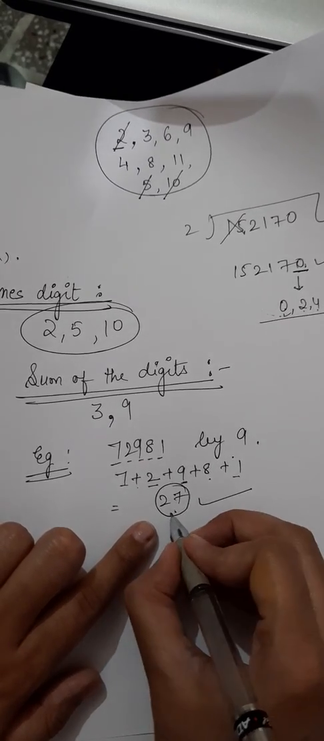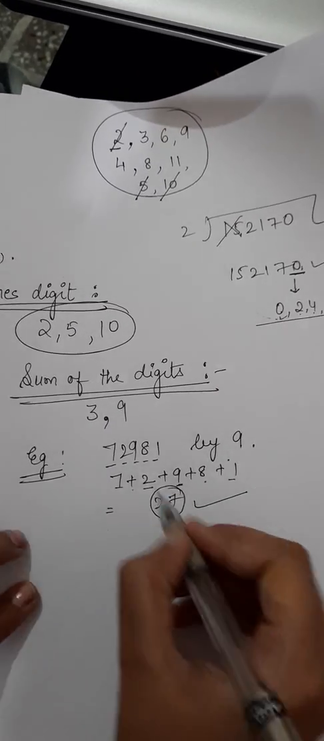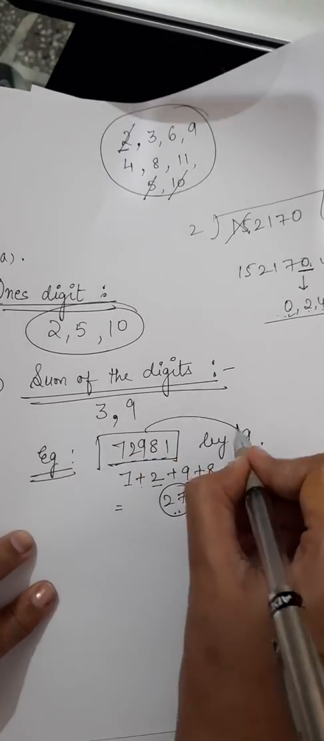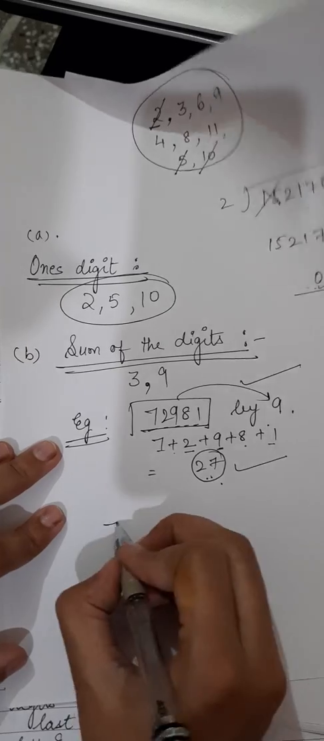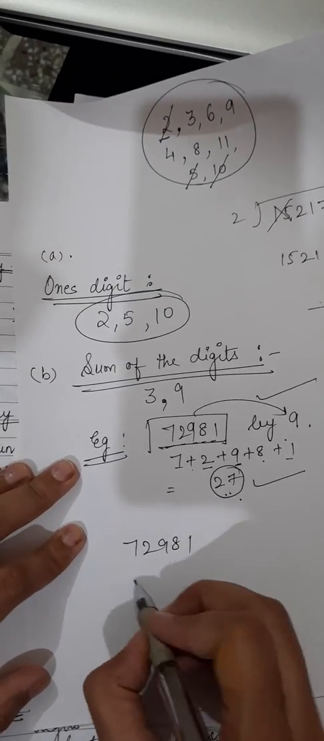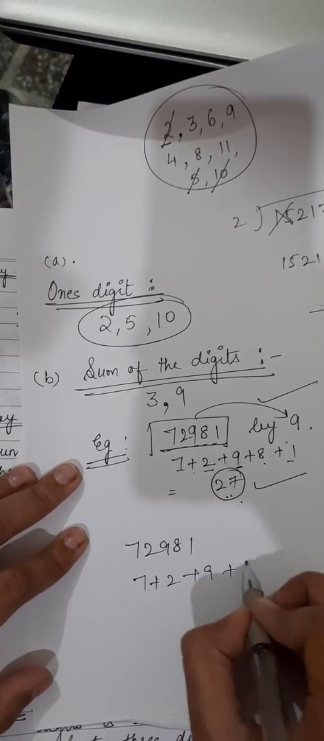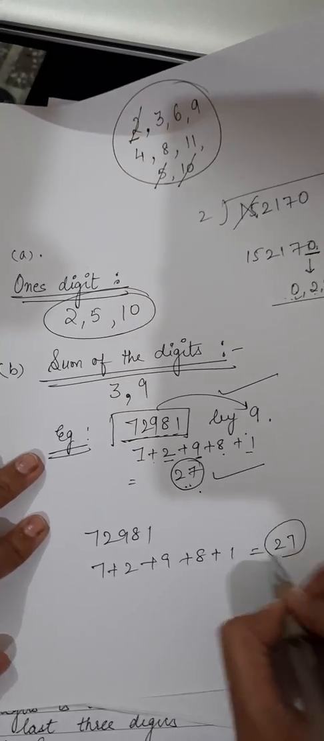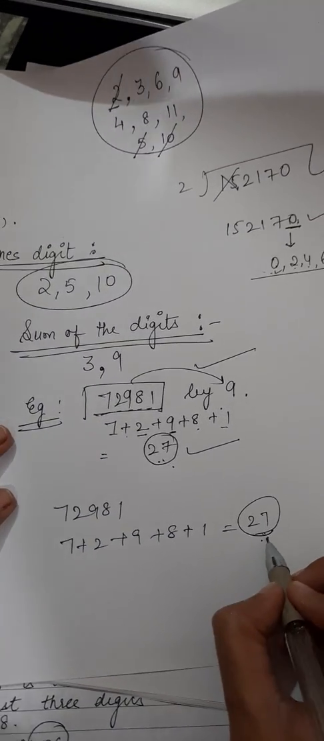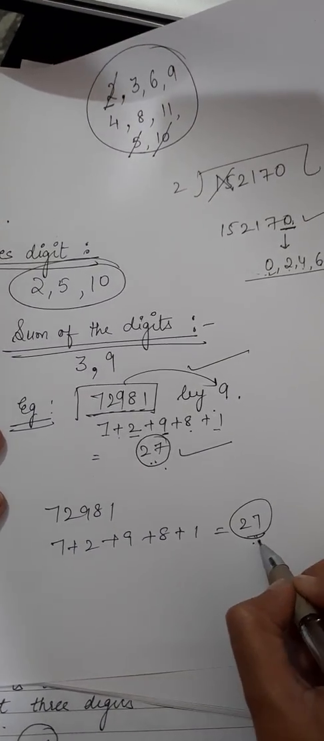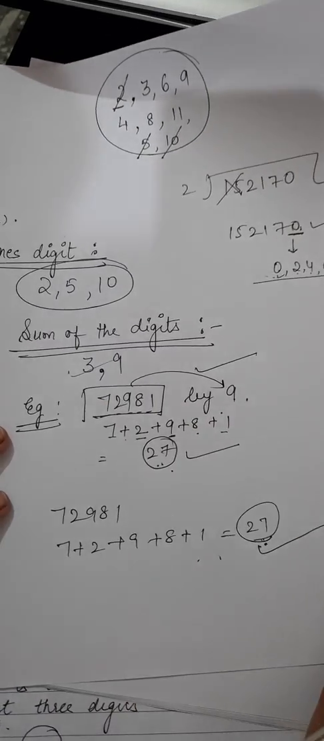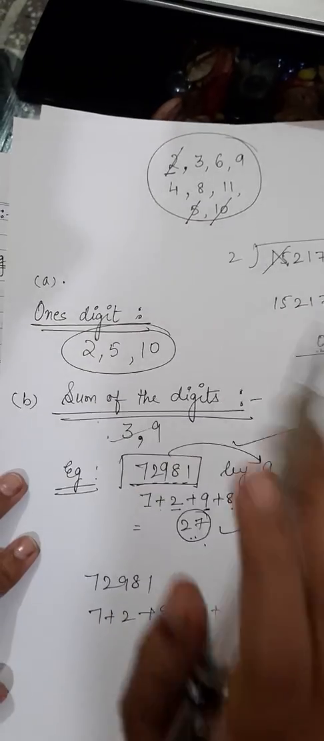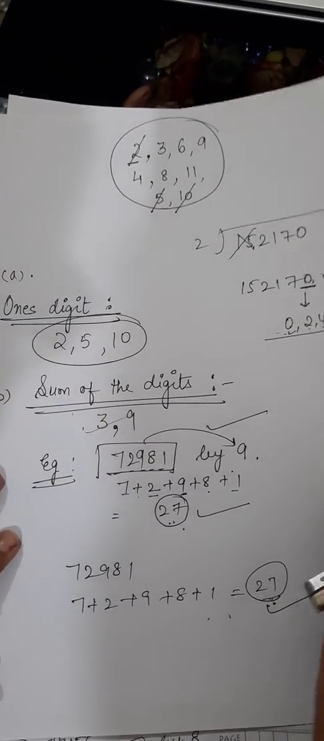Yes, 27. 9 3s are 27. If this addition is going on the table of 9, that means this complete number is also going on the table of 9. Same is with 3. Let us add 72981. 7 plus 2 plus 9 plus 8 plus 1 equals 27. Check whether this 27 is going on the table of 3 or not. If it is going, yes it is going, so that means this is also divisible by 3. Okay, so this was A and B. Right, now let's move to the next one.